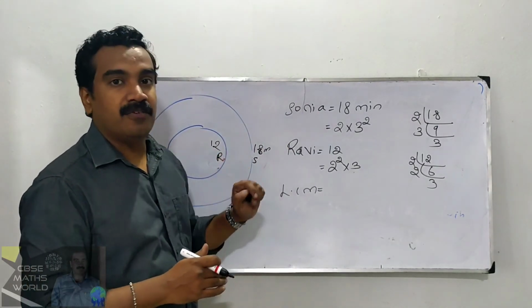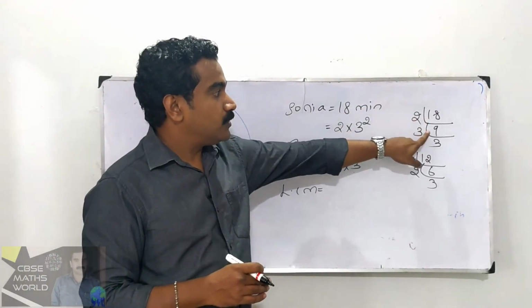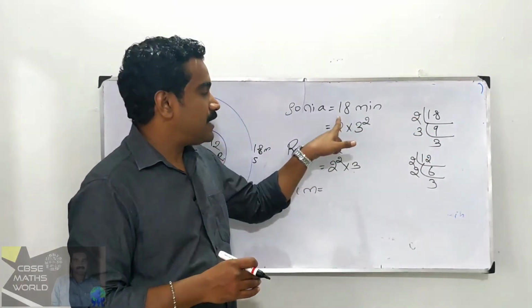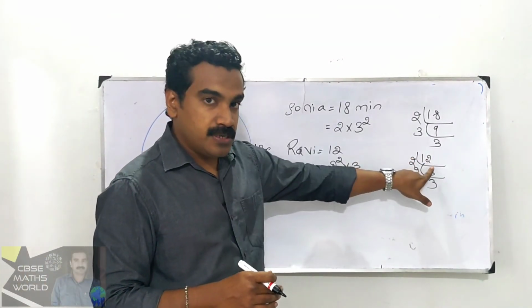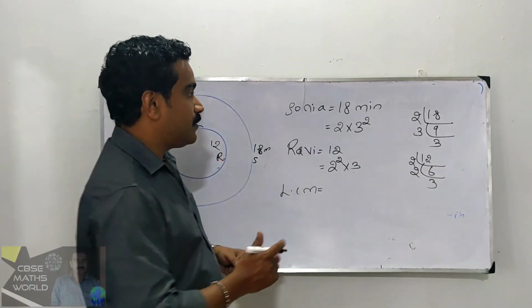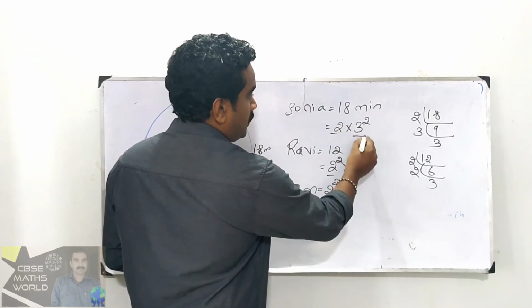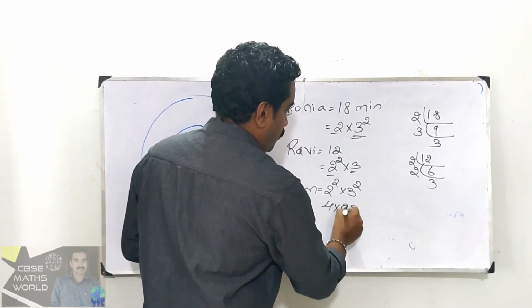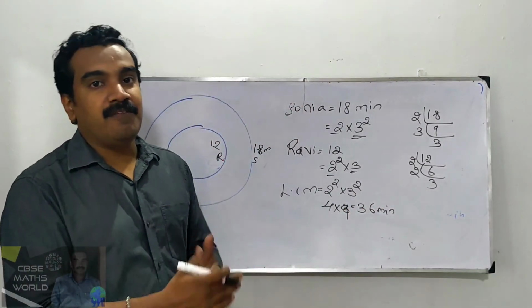So what do we want to find? We want to find the LCM. Sonia, 18 minutes: factorize 18 by 2, 18 into 9, then with 3, 3. So you can write 18 as 2 into 3 square. And Ravi, 12 divided by 2 is 6, again divided by 2 is 3. So you can write Ravi as 2 square into 3. So what is the LCM? Common is 2, the highest power is 2 square. And 3 is also common, the highest power is 3 square. So 4 into 9, what is 4 into 9? 36. So after 36 minutes they will meet again.